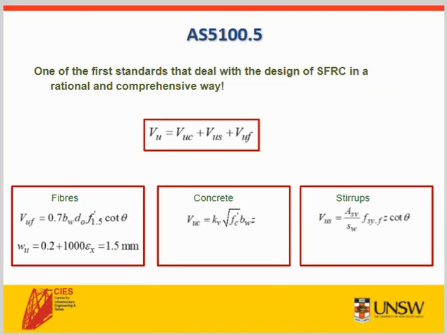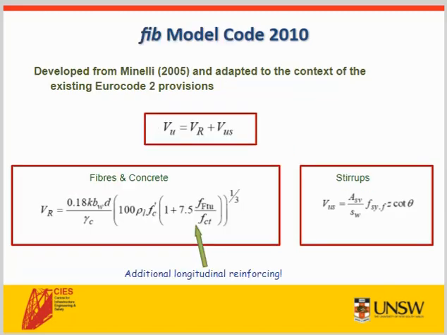To simplify the iteration procedure, AS5100 considers the stress carried by the fibres at a crack opening displacement of 1.5 millimeters, but the model still preserves the 3 components to resisting load as shown. The FIB model code contains shear provisions for one-way members, which came out of the PhD of Minelli from the University of Brescia. The model is an adaptation of the Eurocode 2 model for shear, which essentially treats the fibres as additional longitudinal reinforcing steel, which is mechanically or physically incorrect.